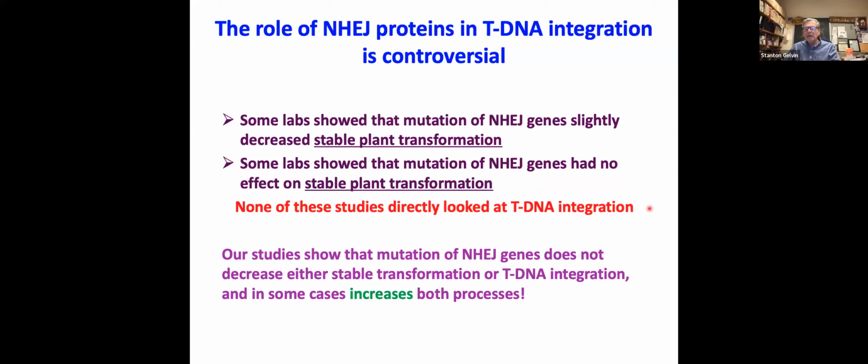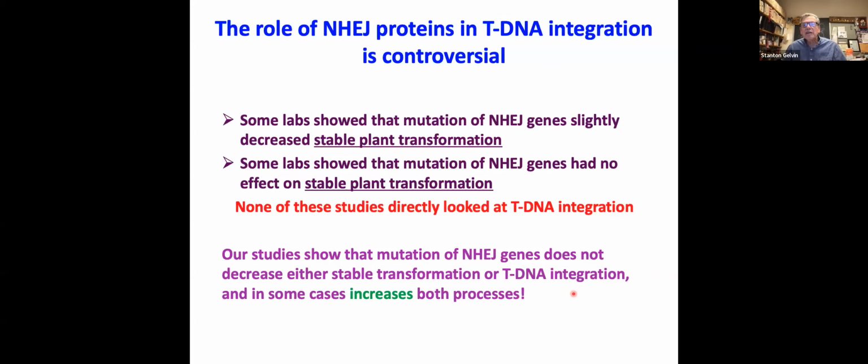They only looked at reporter assays, okay? Transformation is usually reported as resistance to a selection antibiotic, for example. So if T-DNA had integrated into a dead region of the genome and therefore could not express the selection marker, you would think that it had not integrated when it actually had. Our studies have shown that mutation of these non-homologous end joining genes does not decrease either stable transformation or T-DNA integration. In some cases, it actually increases these processes. So this is quite a surprise.